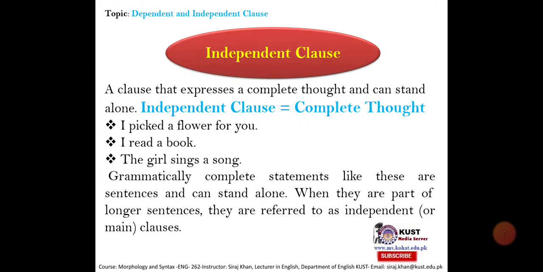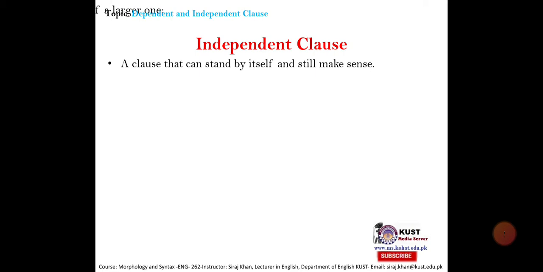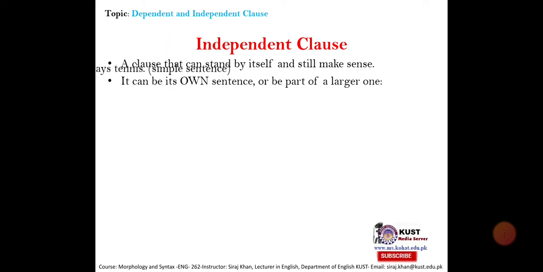Grammatically complete statements like these are sentences and can stand alone. When they are part of longer sentences, they are referred to as independent or main clauses. A clause that can stand by itself and still make sense. It can be its own sentence or be part of a larger one. Ali plays tennis, simple sentence.